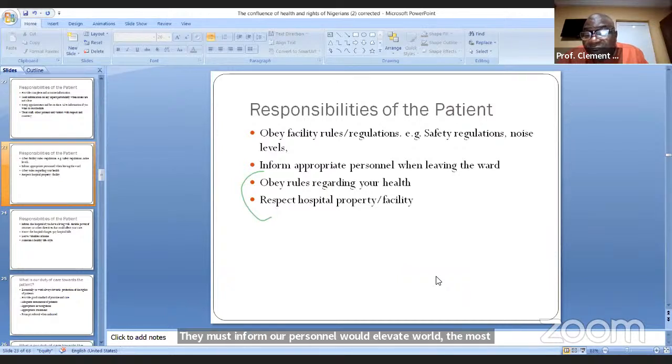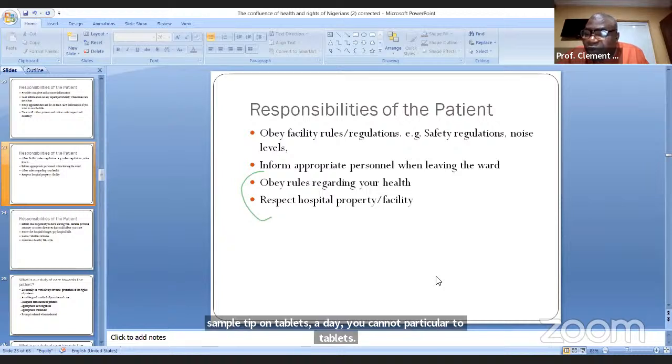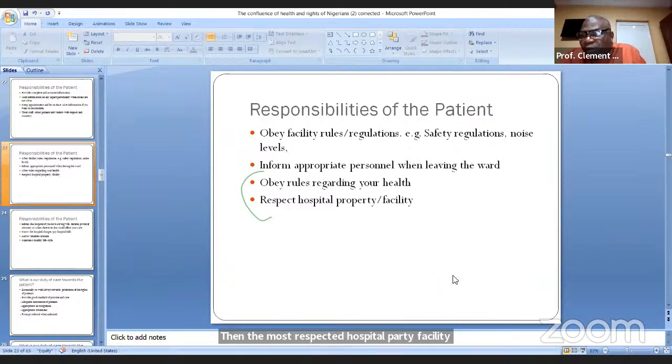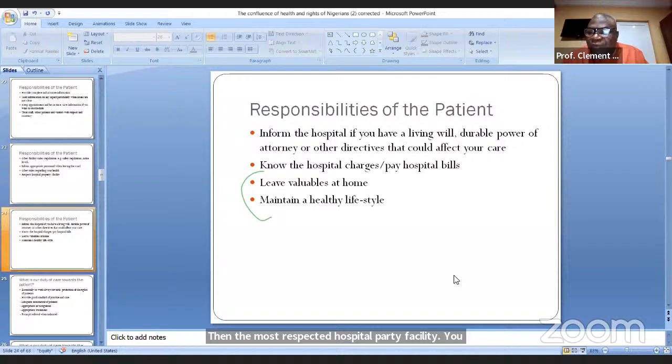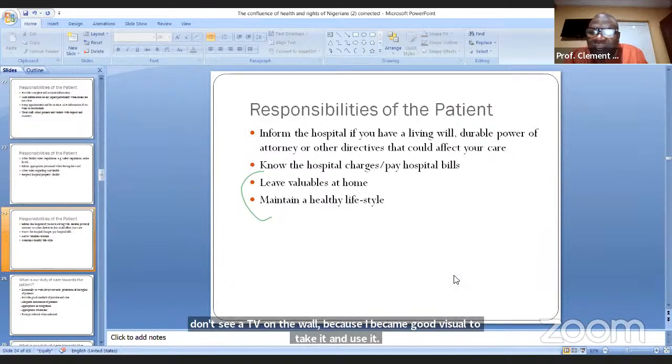They must obey rules regarding their health. I give you a typical example. Take 1 tablet a day. You cannot go and be taking 2 tablets 3 times a day. You cause some harm to yourself. Then they must respect the hospital property or facility. You see a television hung on the wall, and because you're a patient you go there and be banging on the television to change channel and you spoil it. You say because you're a patient, the law will cover you. The law doesn't allow that.